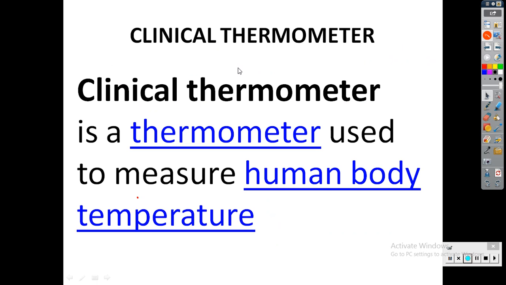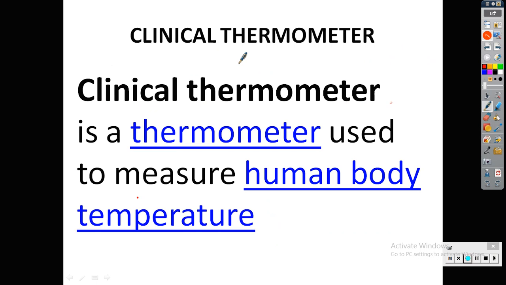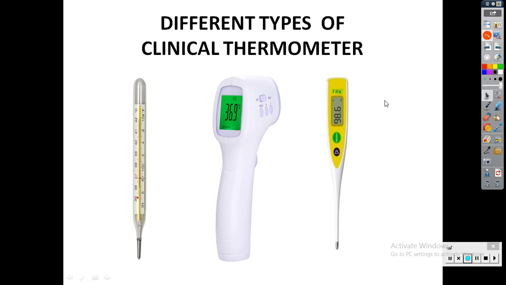Thermometers can be classified into different types. The first type is the clinical thermometer. The thermometer which is used to measure the temperature of the human body is called a clinical thermometer. You know the meaning of clinic, that means hospital. So these clinical thermometers are used in hospitals to measure the temperature of the human body.